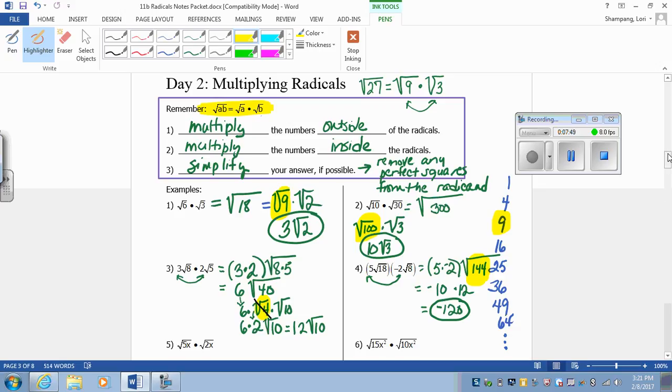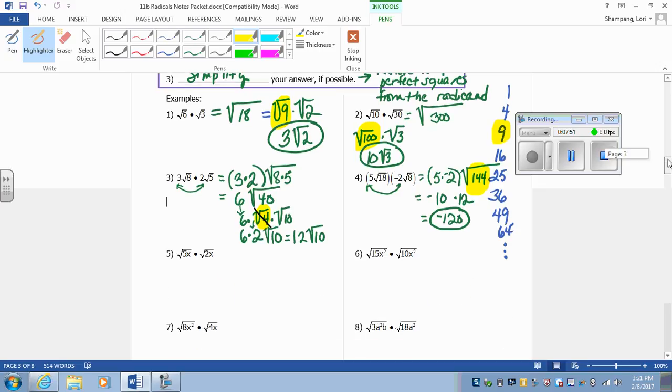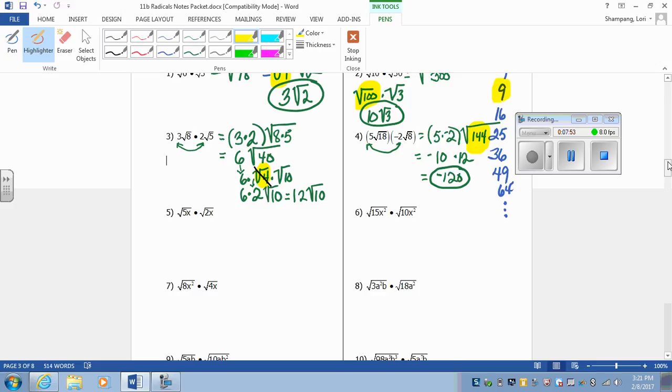All right, let's look at number 5. We have the square root of 5x times the square root of 2x. Both of those are square roots. So we're going to multiply everything underneath those radicals together and put them under one big radical sign. So we have 5x times 2x. Let's go ahead and multiply the coefficients and the variables together. So we're going to get 5 times 2, or 10, and then x times x, which is x to the second power.